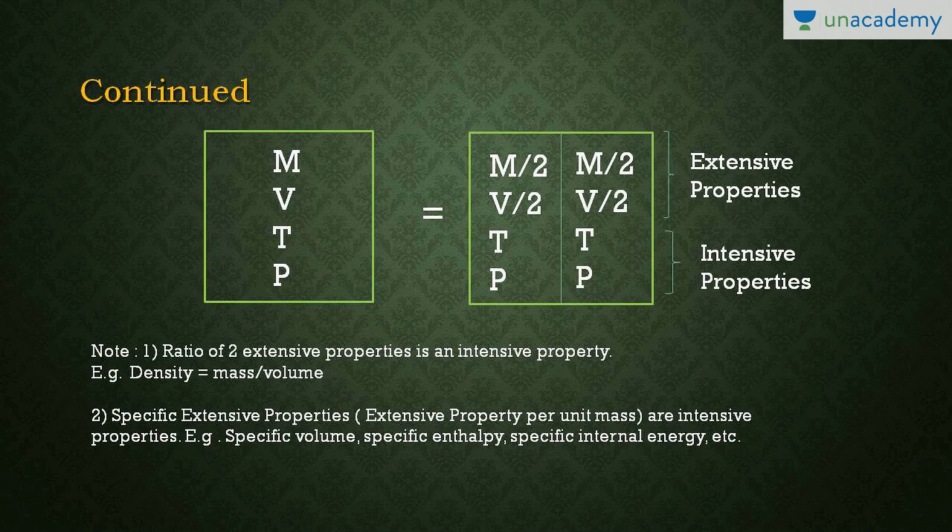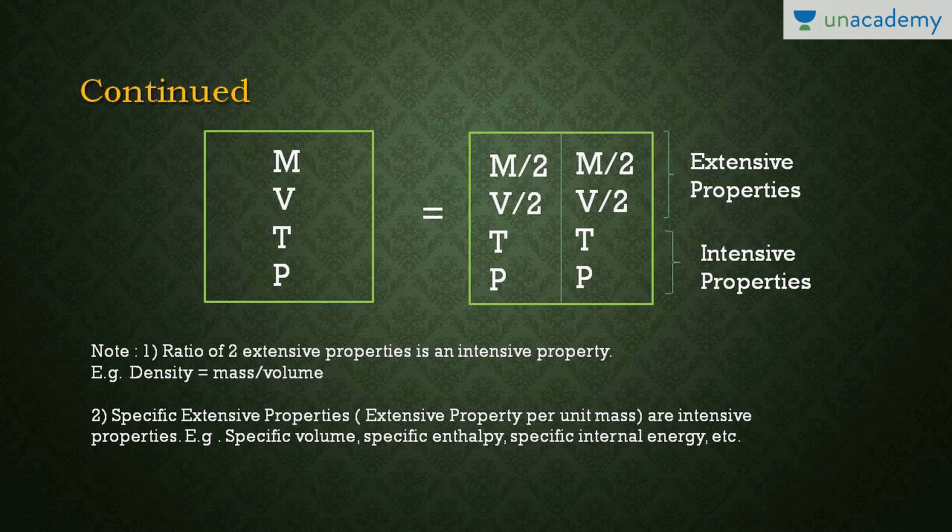Similarly, if the pressure of the room is atmospheric pressure, which is 1 bar, right? So you need to see, pressure will not change if you divide this room. The value of pressure will remain the same, P and P. So mass and volume are extensive properties, and temperature and pressure are intensive properties. Right, this is one concept.